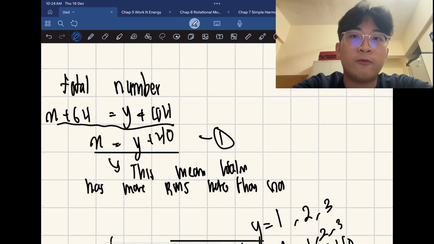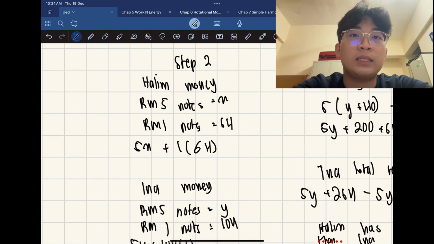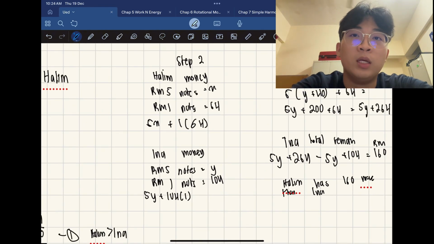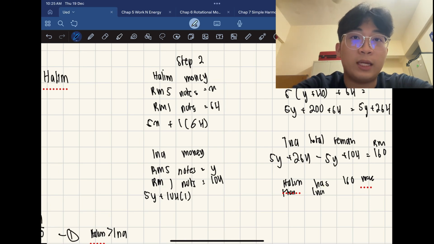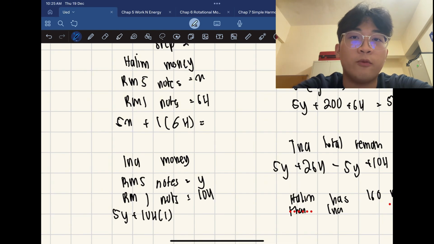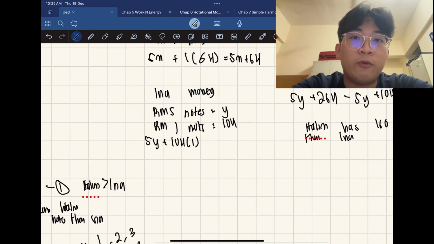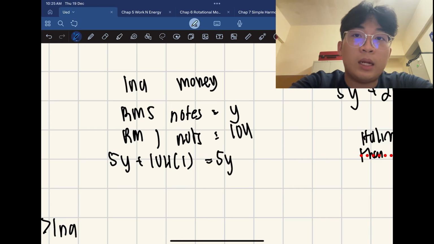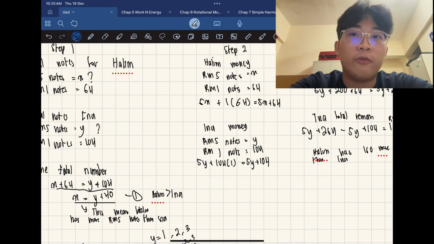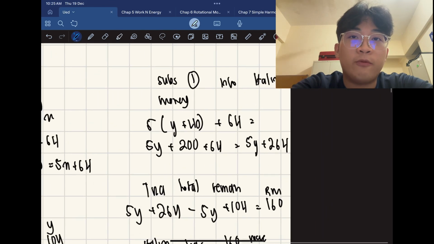We can see that Y plus 40 is equal to X, so Halim has 40 notes more than Ina. Next step, we find the money of both of them. Step 2, we find Halim's money: RM5 notes is X and RM1 notes is 64, so we get 5X plus 1 times 64, which is 5X plus 64. Ina's money is RM5 notes equal to Y because it wasn't stated how much, and RM1 notes equal to 104, so it is 5Y plus 104 times 1.